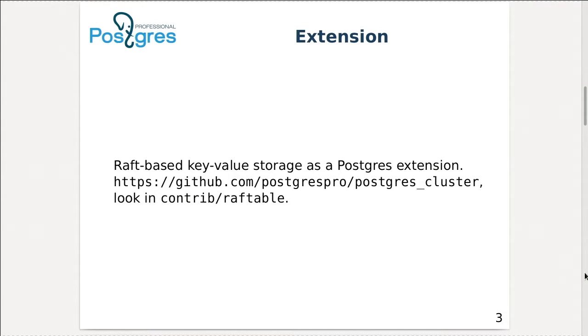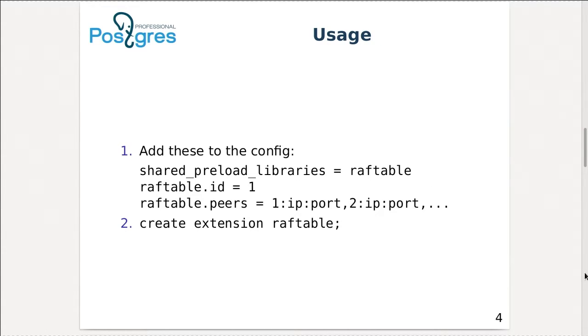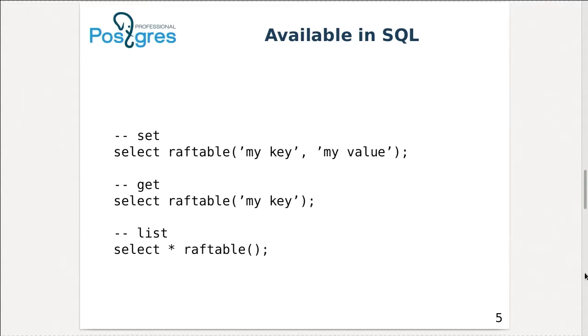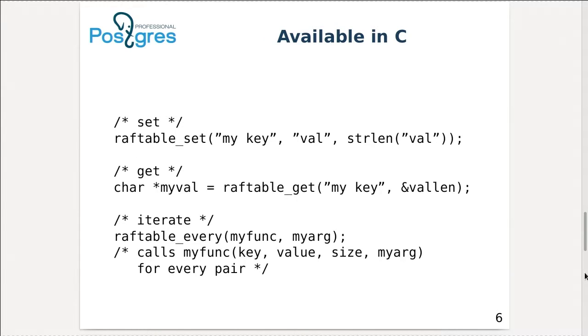This was implemented as an extension. It's available over this link. To use it, you just add it to shared_preload_libraries and configure the node number and other peers on each node, and call CREATE EXTENSION raftable. You can use set, get, and list functions in SQL and in C.